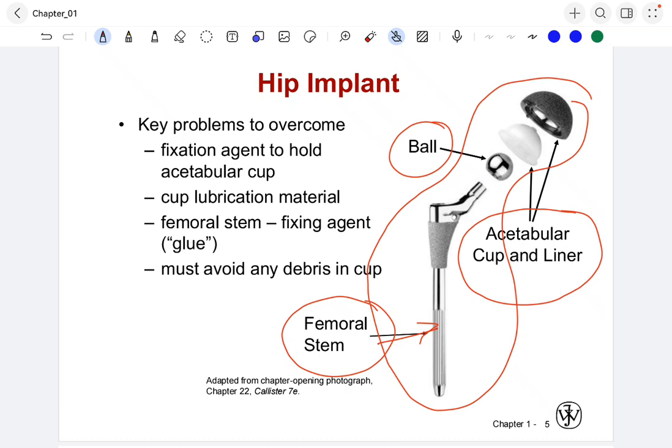So of course there would be some key problems and issues that we need to look at to overcome. That would be the fixation agent to hold the acetabular cup. Then the cup lubrication material, which is quite important. The femoral stem fixing agent, through glue. And we must avoid any debris in the cup, so that could provide us more smoothness between these three areas.